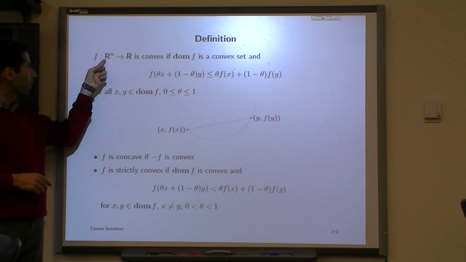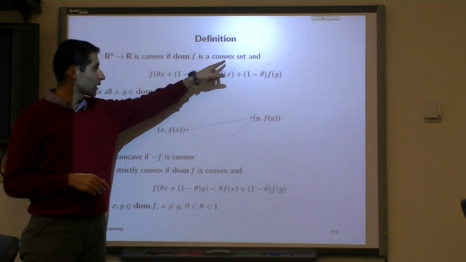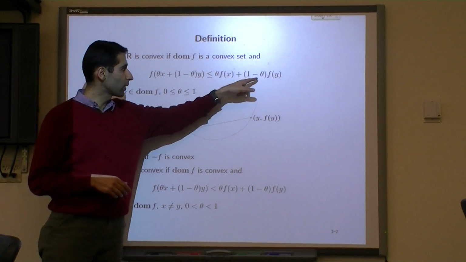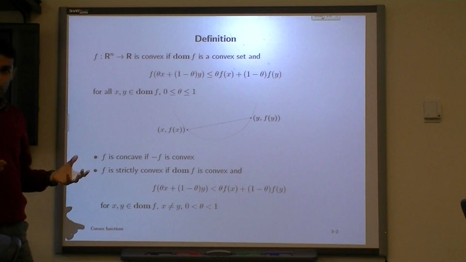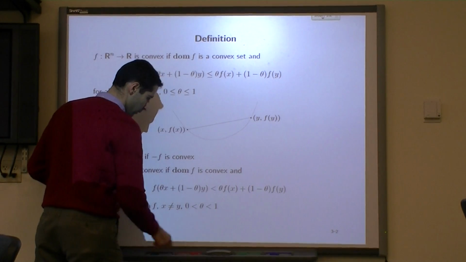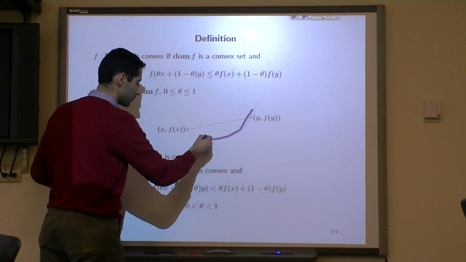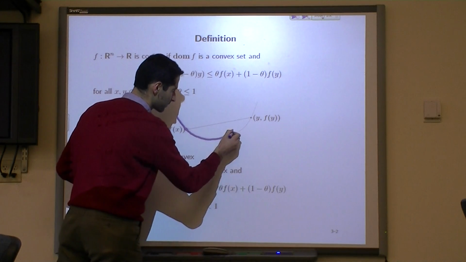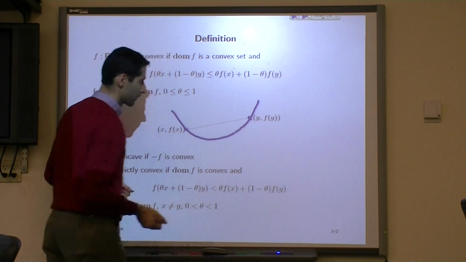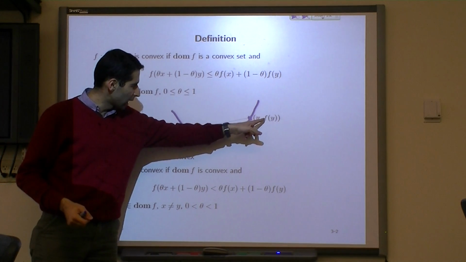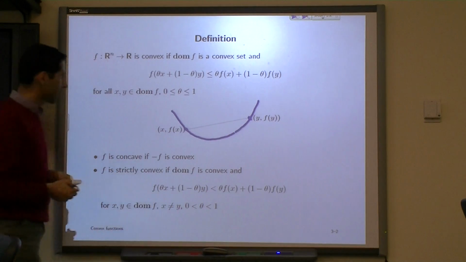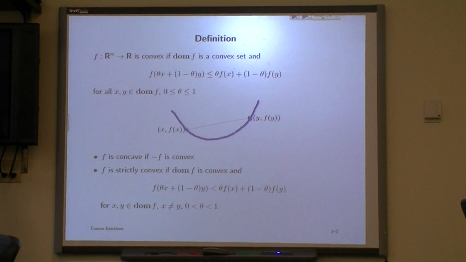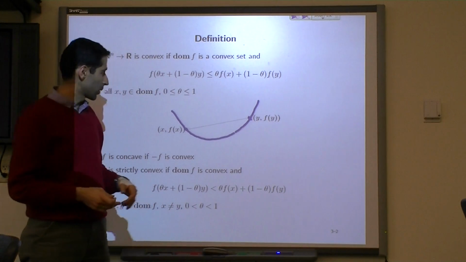The definition of the convex function: we can define a function from Rn to R as convex if first the domain of f is a convex set, and if we have this property, f of theta x plus 1 minus theta y is less than or equal to theta f(x) plus 1 minus theta f(y). And if you want to draw a picture, this is our function, and this is the first point. The point x and f(x) and y and f(y), and if we draw a line, the value of the function is less than or equal to the value of this combination of theta f(x) and 1 minus theta f(y).